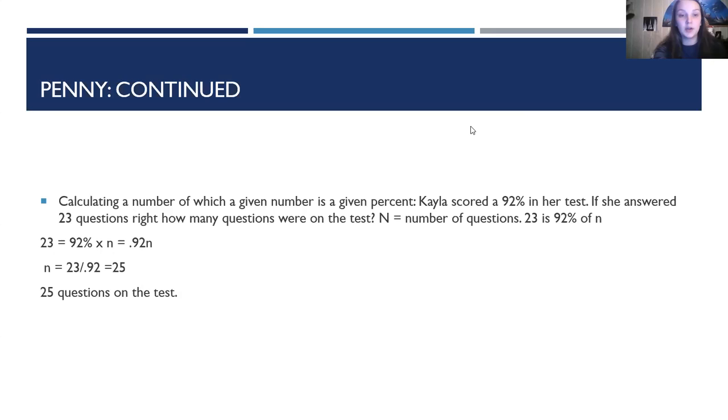Calculating a number of which a given number is a given percent. Kayla scored a 92% on her test. If she answered 23 questions right, how many questions were on the test? N equals the number of questions. 23 is 92% of N. So 23 equals 92% times N, which is equal to 0.92N. N equals 23 divided by 0.92, which is equal to 25. So there were 25 questions on the test.